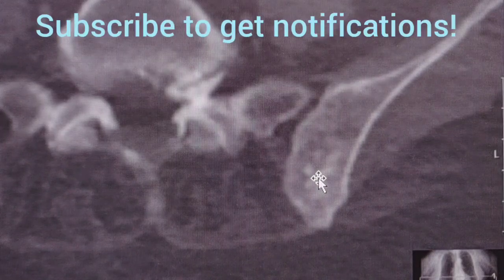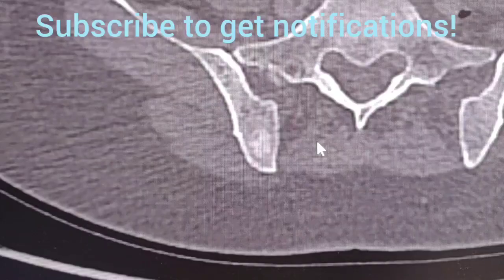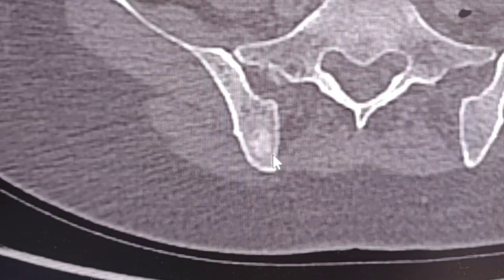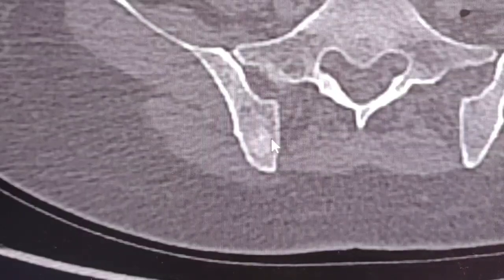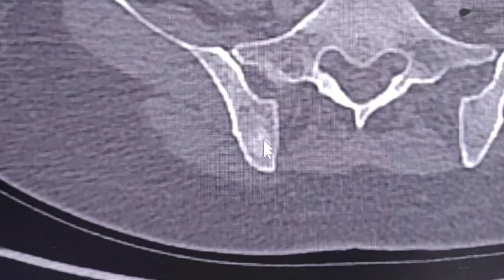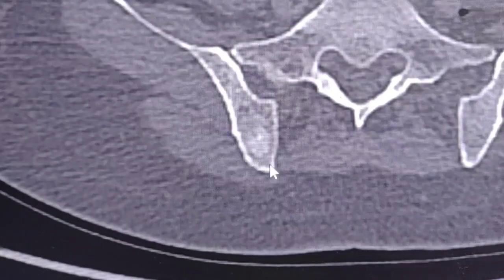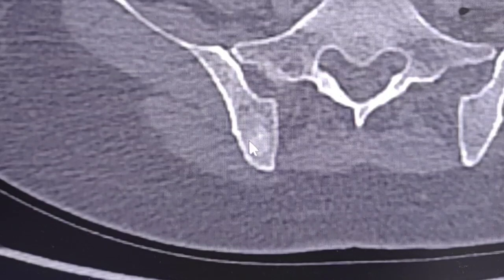Now let's go back to the current case and discuss it. So this is the current case, and very easily we can say that this could be a bone island or something benign like Enchondroma. Okay, but if we compare the previous CT scan, which shows this lesion here, which is smaller with no other changes, with this one, we may suspect that something is going on here.